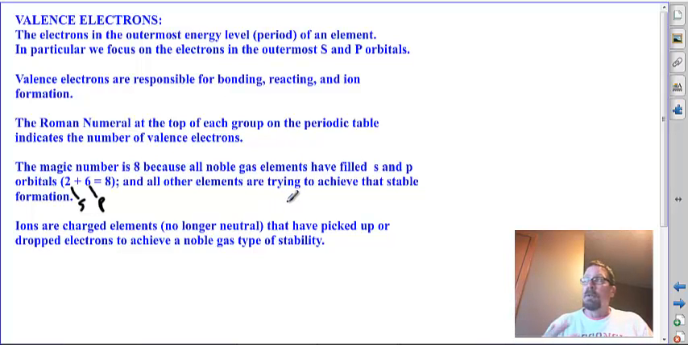All the other elements, whether they're forming an ionic charge by dropping or picking up electrons, or forming a covalent bond by sharing their electrons, are trying to get their outermost s and p orbitals into a stable octet, as it's called, to achieve the same stable formation as a noble gas. That's what leads to bonding and forming reactions. They are literally trying to become stable like noble gases.